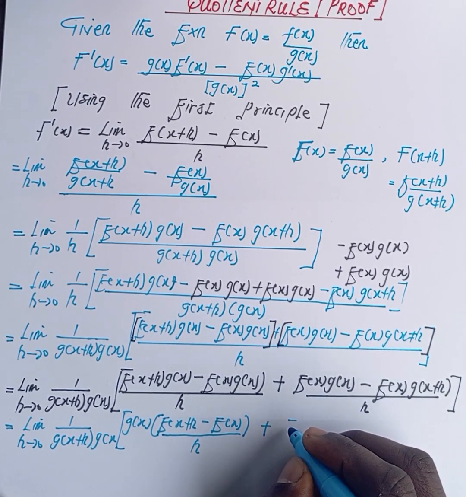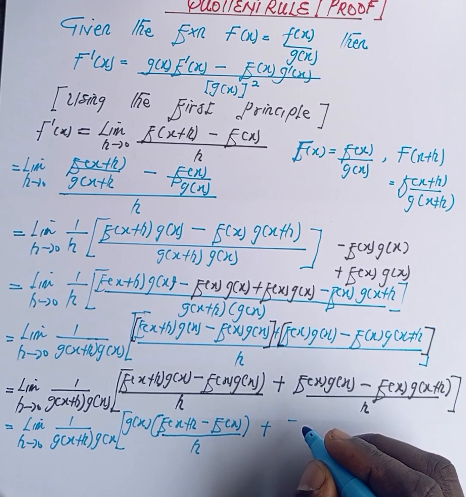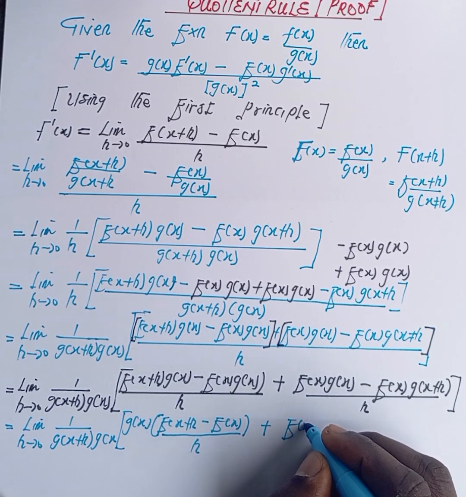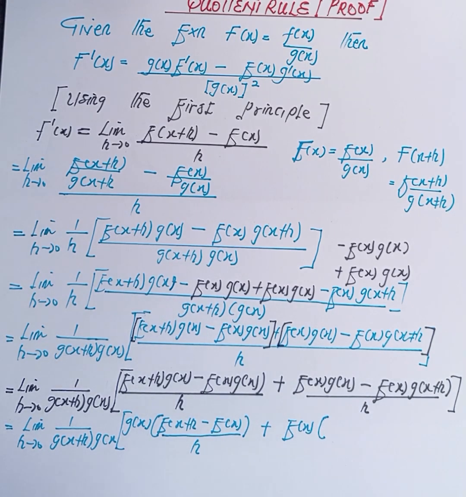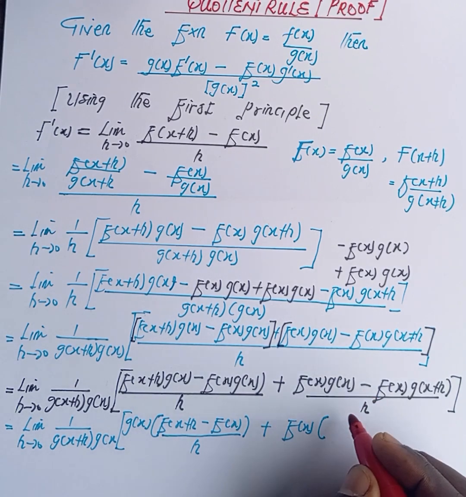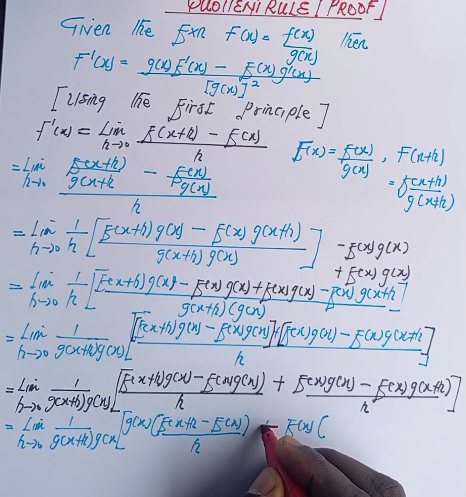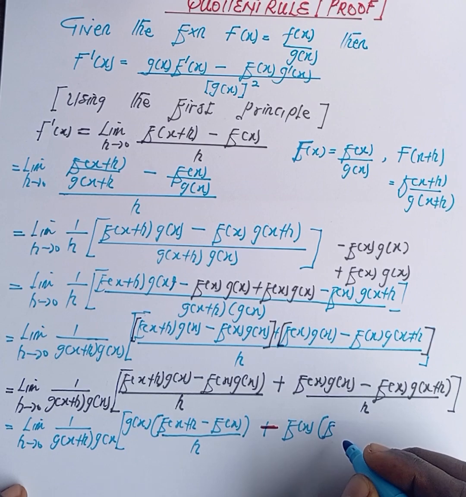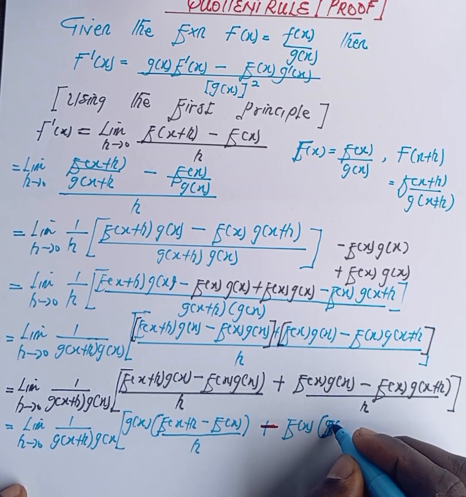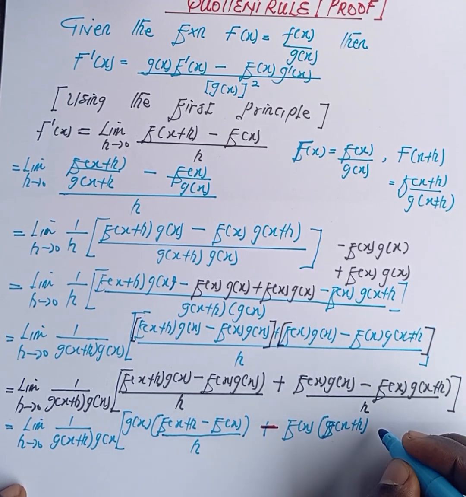In factorizing, we have f at x out. We are left with what? Now we can factorize the negative out. If you factor the negative out, this will change to what? Minus. So if this changes to minus, we are going to get g at x plus h minus g at x.